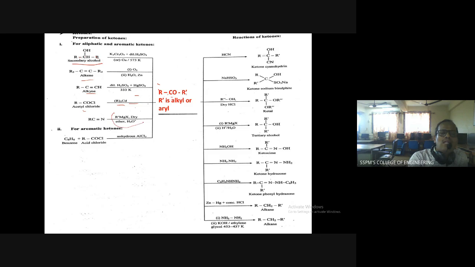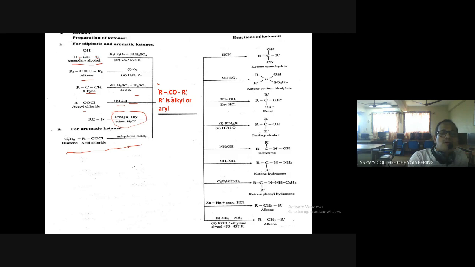How? By adding Grignard reagent, RMgX. So cyanide plus RMgX gives ketone. This is the part पाहिजे ह्या सेटला. For aromatic ketones, this is what the aromatic ketone तुम्हाला हवा असेल, aromatic ketone.